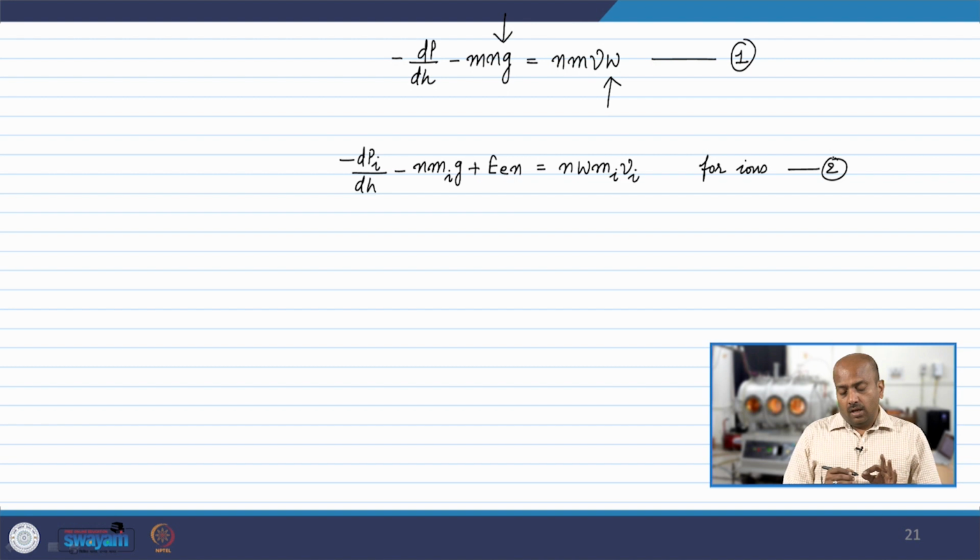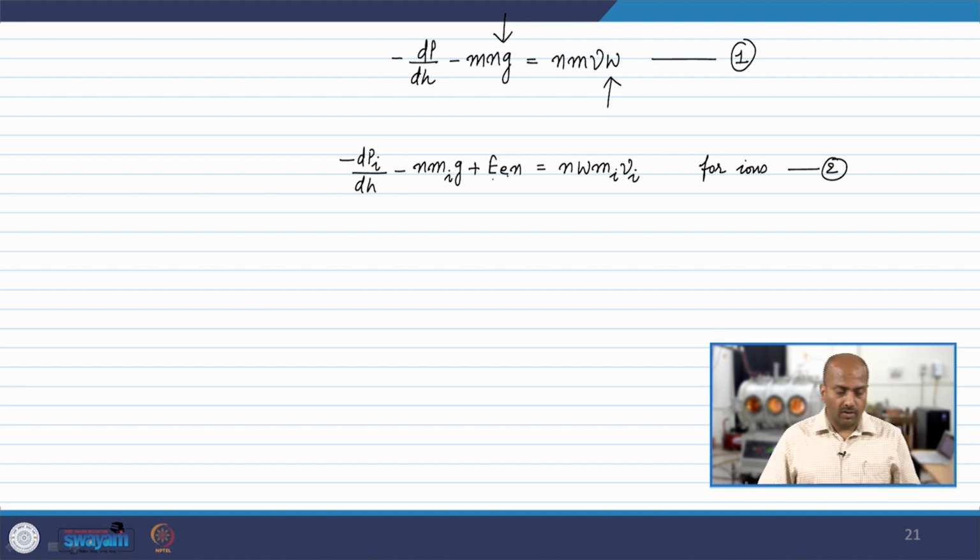dp_i is the pressure gradient in the partial pressure of ions. n is the number of particles per unit volume. Each of these particles has an average mass of m_i. So, the total gravitational force that the plasma will experience per unit volume is n m_i g, and this is e E n. You see this force, F is equal to E q. The force per unit volume due to the electric field is e E n.